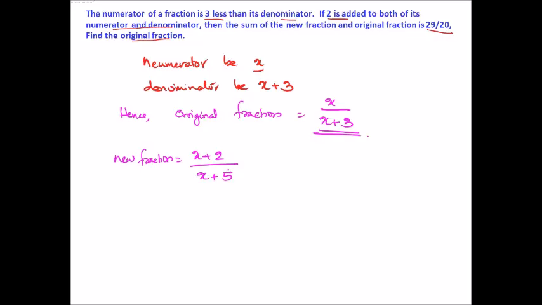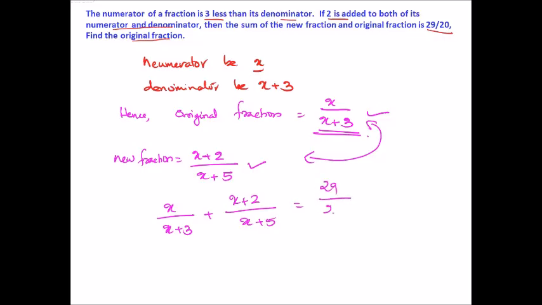Then the sum of the new fraction and the original fraction: this is the original fraction and this is the new fraction. If the sum of these two is 29 divided by 20, that is x divided by x plus 3 plus x plus 2 divided by x plus 5 is equal to 29 divided by 20.